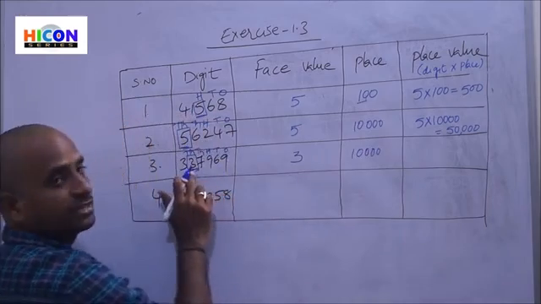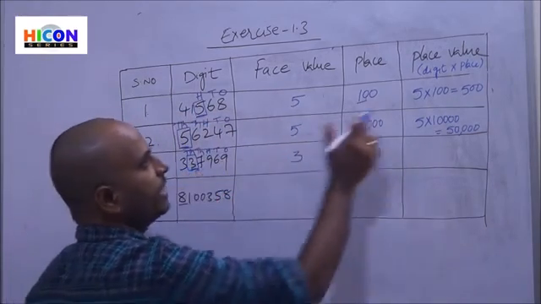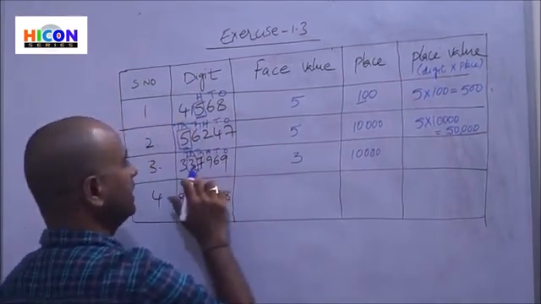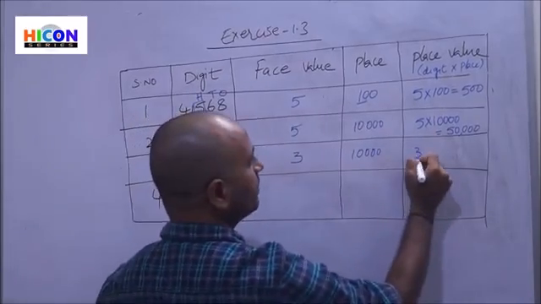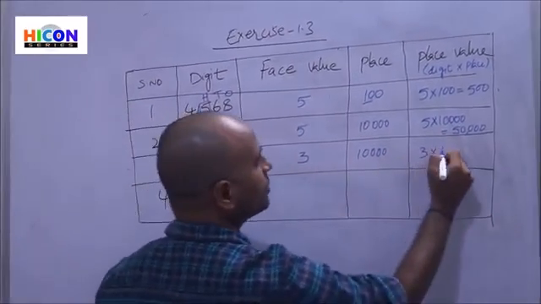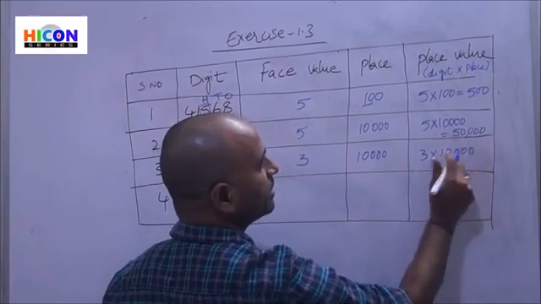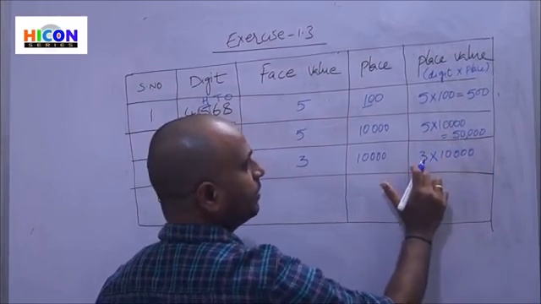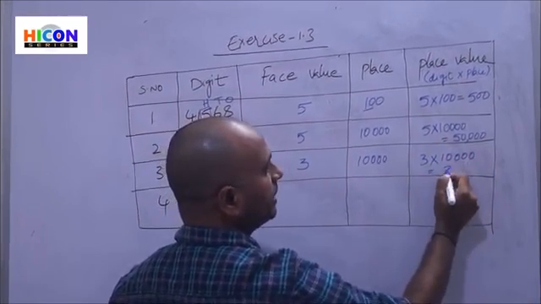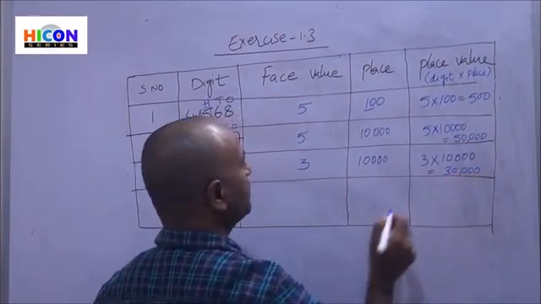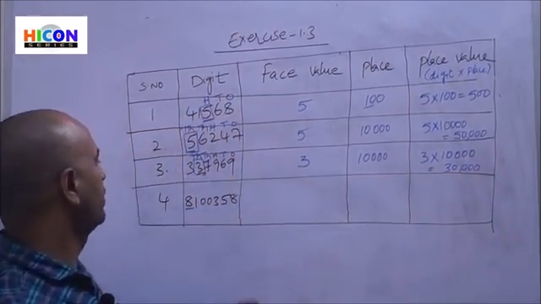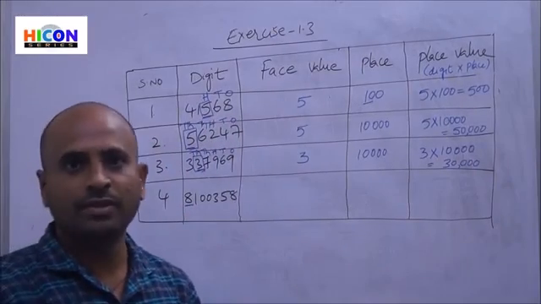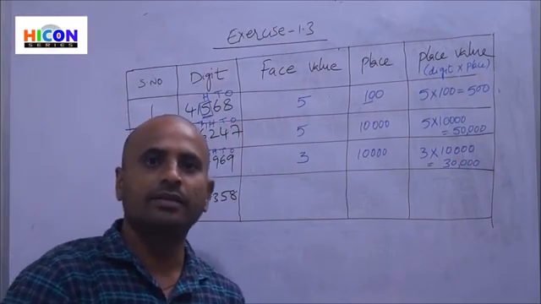So what is the place value of 3? So place value can be obtained by multiplying the digit with its place. Here the digit is 3 and its place is 10,000. So multiply the 3 with 10,000, we will get 30,000 as its place value. So in the similar way, you can practice the fourth problem. So exercise 1.3 is completed.